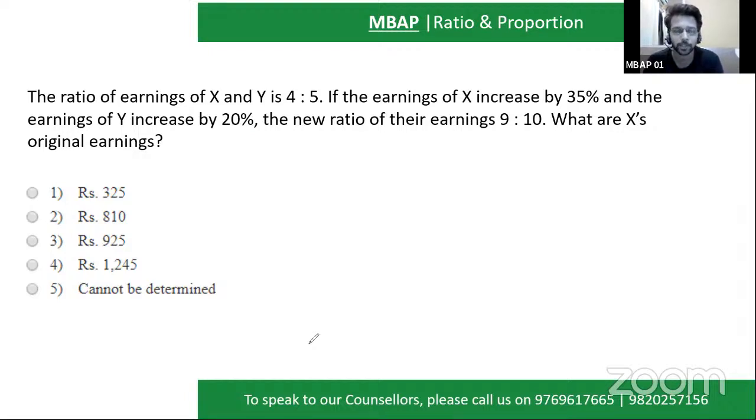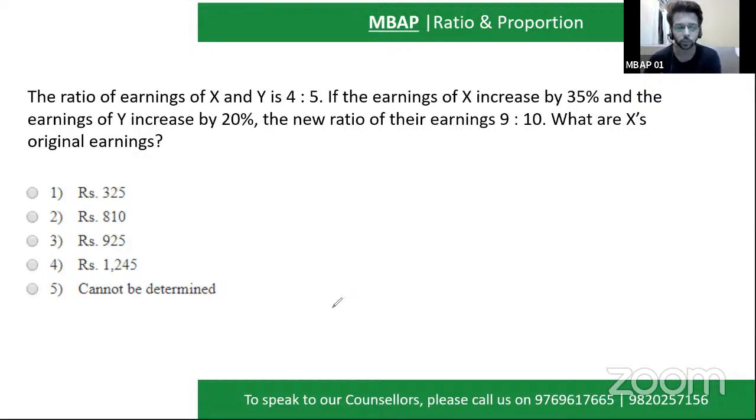The ratio of earnings of X and Y is 4:5. If the earnings of X increase by 35% and the earnings of Y increase by 20%, the new ratio of the earnings will be 9:10. The question is, what is X's original earning?